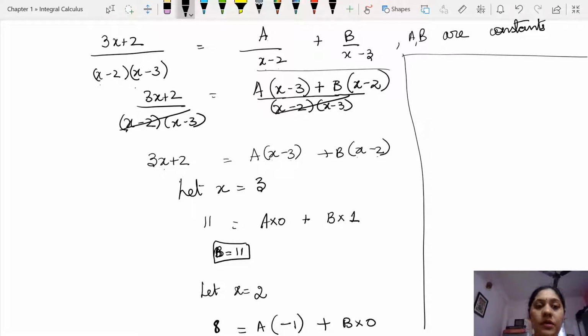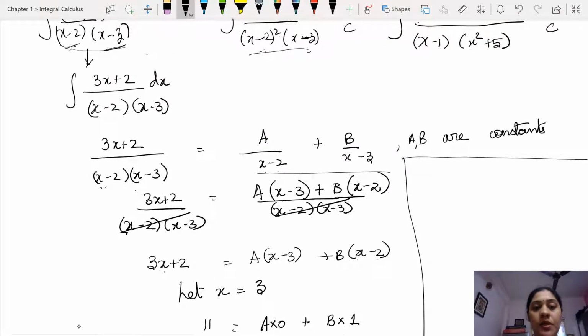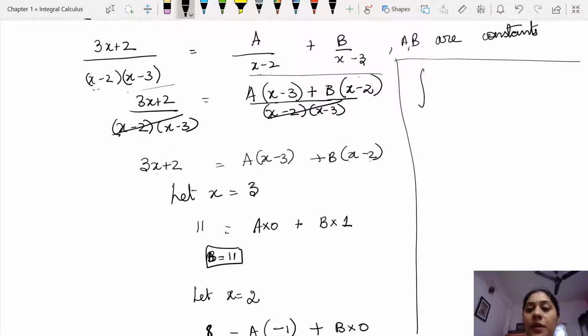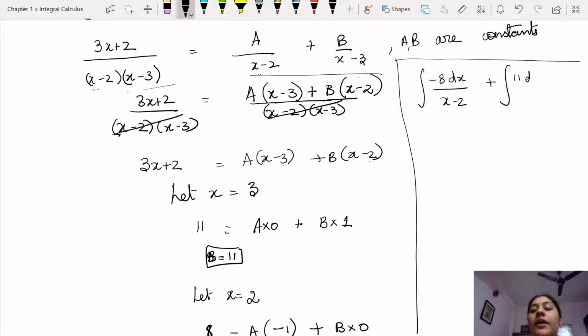Okay, this was the question, correct? This was the question, and this question I've split into two terms. So now that I've got the value of A and B, I'm going to split it like this. A was minus 8, right? So minus 8 dx divided by x minus 2 plus integral 11 dx divided by x minus 3.